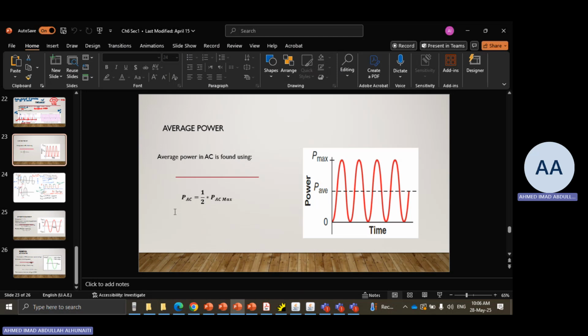However, the average or the AC power is a little bit different in calculation than finding voltage and current. You don't multiply by 0.707, you just multiply by half. So for instance, if the maximum power here was 20, the average power would be 10.